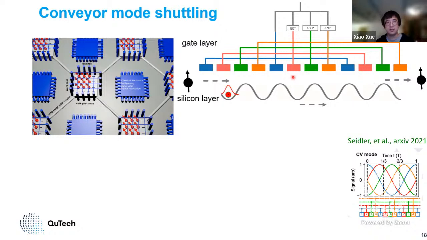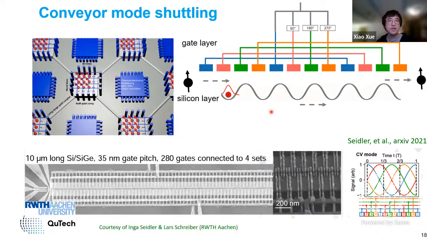between different remote modules. Thanks to Inga Stadler and Lars Schreiber for allowing me to use this image from their unpublished work. They actually made this very nice conveyor mode. It's an SEM image, and you can really see that every 4 gates are connected to one control line, and finally these 4 control lines will again be multiplexed together. I'm very excited that this is really happening.